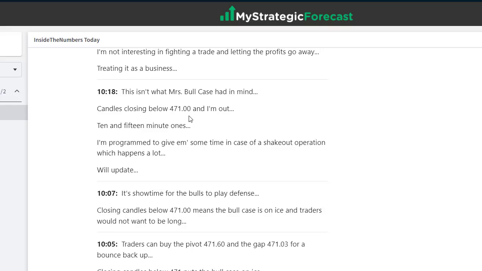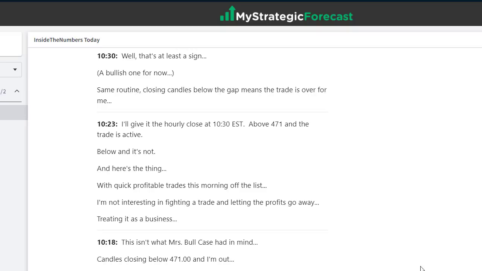By 10:18, you see it. This isn't what Mrs. Bull Case had in mind. Candles closing below 471, and I'm out. 10 and 15-minute ones. I'm programmed to give it some time. In a case of a shakeout operation, which happens a lot, we'll update. 10:23, I'll give it the hourly close at 10:30. Above 471, and the trade is active. Below, and it is not.